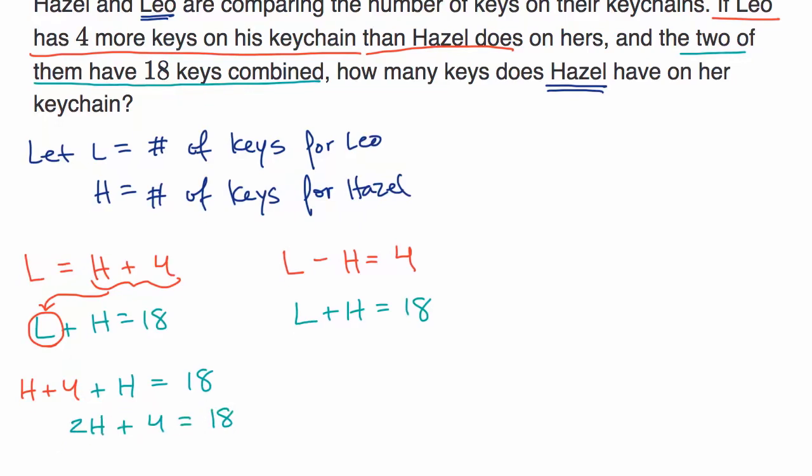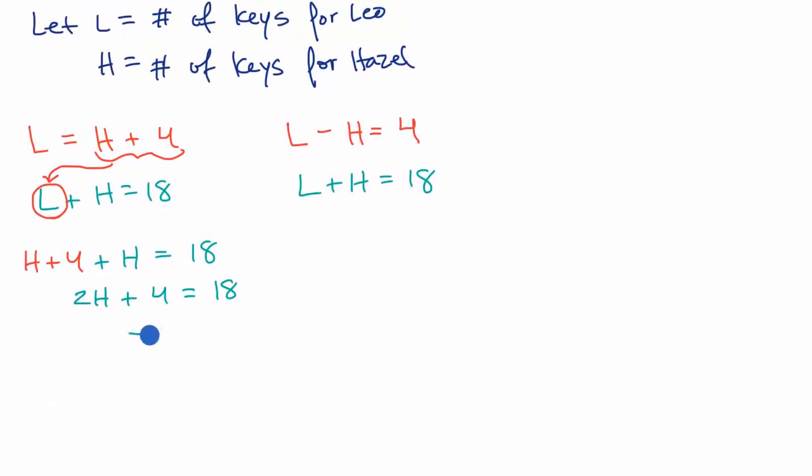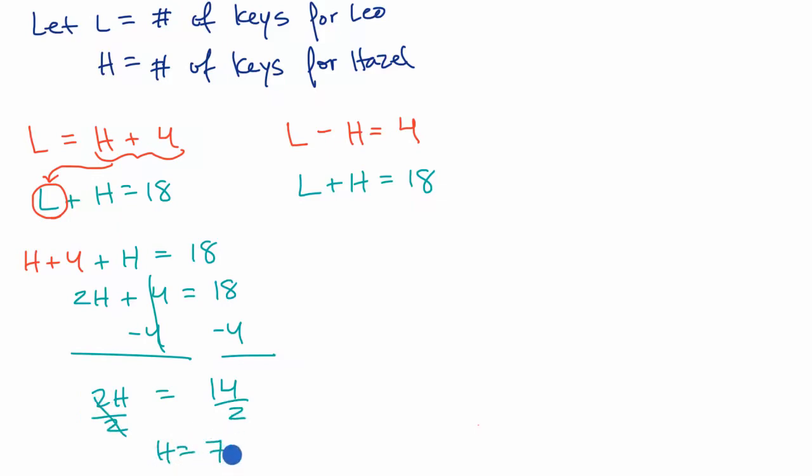And then if I subtract 4 from both sides, and remember, I'm doing that to isolate the H's on one side of the equation, then I'm going to get 2H is equal to 14, and then dividing both sides by 2 gives me H is equal to 7. And we could then use that information to say, okay, L is equal to H plus 4, so it's 7 plus 4, which is 11. But they're not even asking us for the number of keys Leo has. They're just asking us for the number of keys Hazel has on her keychain. And we just figured that out. Hazel has 7 keys.